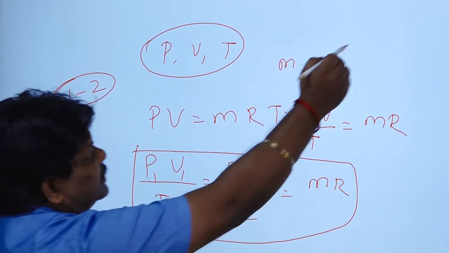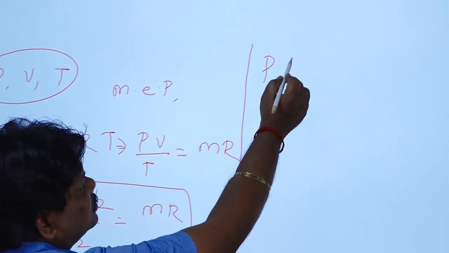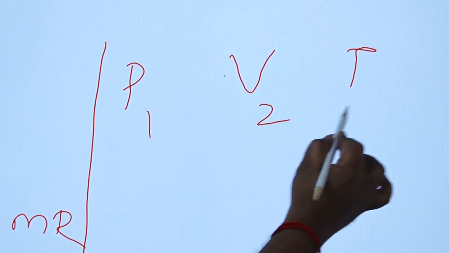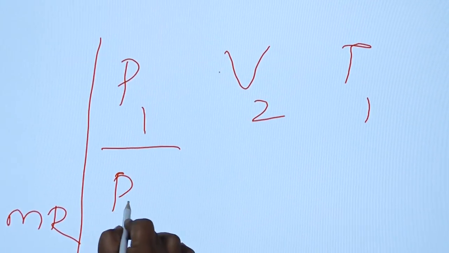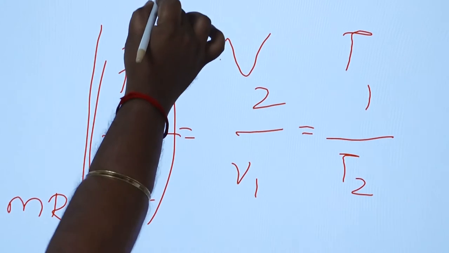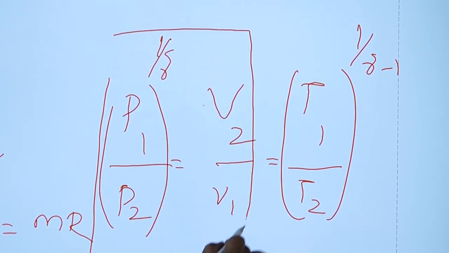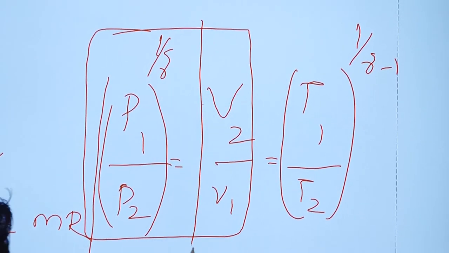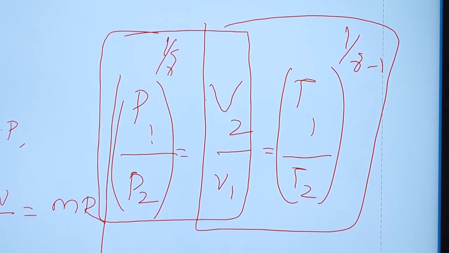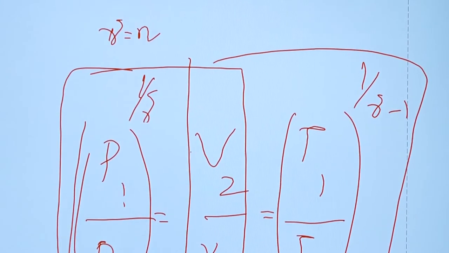One more thing: if it is an adiabatic process, or a reversible isentropic process, you should know the PVT relation for that. That is P, V and T, and this can be written as P1 by P2 equal to V2 by V1 to the power gamma, then T1 by T2 to the power gamma by gamma minus 1. You see how I am writing this relation. Sometimes you may get relations on P and V, sometimes on V and T or P and T. This gamma refers to the adiabatic index, or for polytropic, gamma will be replaced by n. So this is the PVT relation.